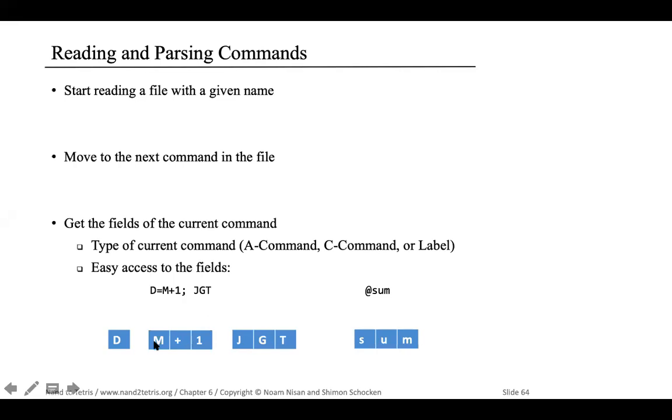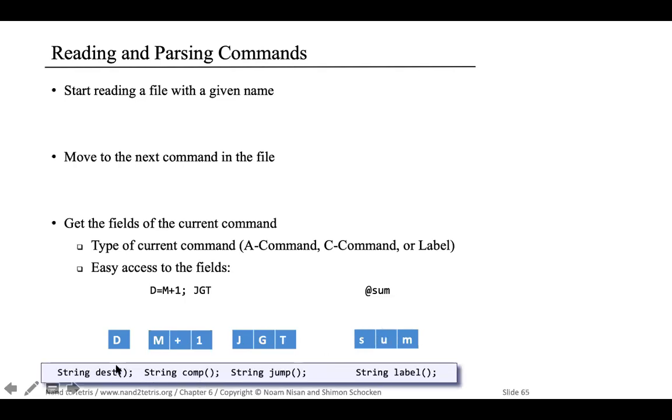Then easy access to the fields. See how they are breaking it apart, with the delimiter equal sign and semicolon. So I think this should be straightforward. You should have a function which can detect a destination and convert it into its 3-bit binary form. It should take comp and convert it into a 7-bit string, A and C1 to C6. Then the jump bits, again 3 bits of jump based on this. So this should make sense, right?